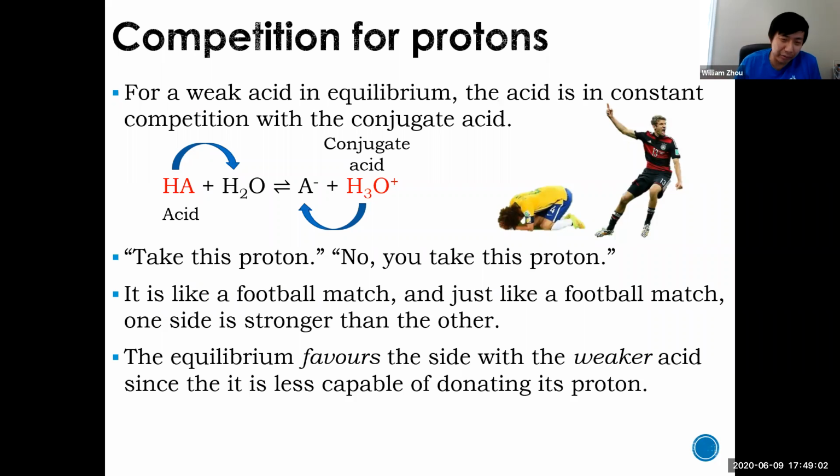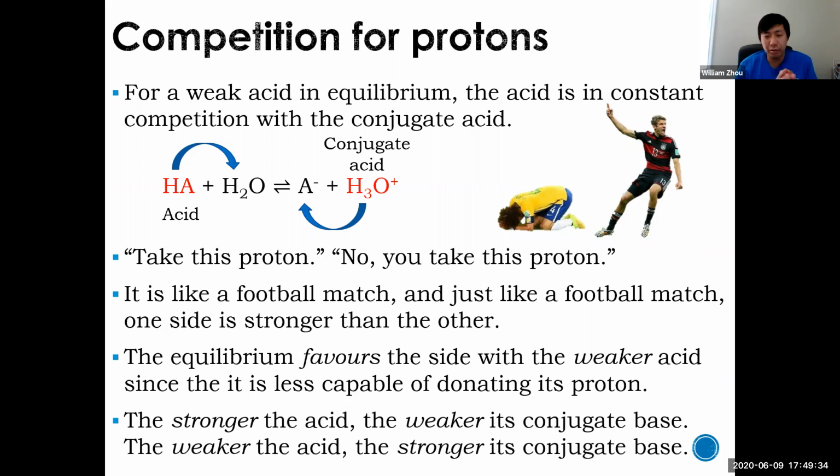If you suck at giving protons, then you're going to get a lot of protons in return. Because of that, you're going to have high concentrations of the protonated version. You will have more reactants in this case. If HA sucks at giving the hydrogen away, you're going to have a lot of HA left. Does that make sense? So the equilibrium will have a lot of those. It will favor the weaker acid, the side that is less capable of donating protons.